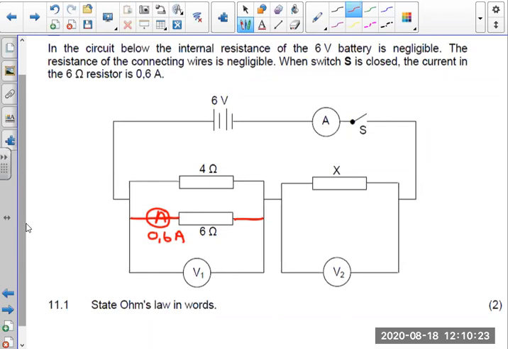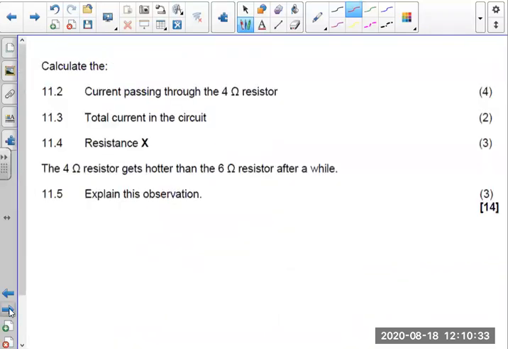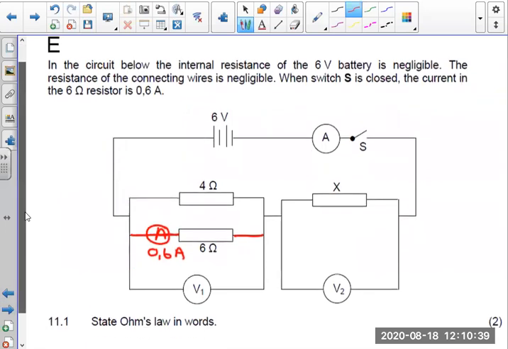Again, can you see in almost every paper they ask you to state Ohm's law? So to give Ohm's law in words. All right. Then the next one they say, calculate the current passing through the 4 ohm resistor, and it counts 4 marks.